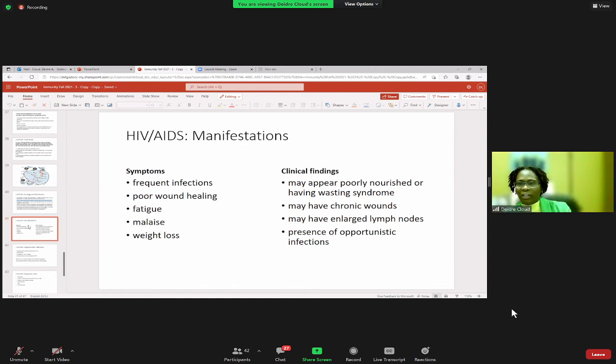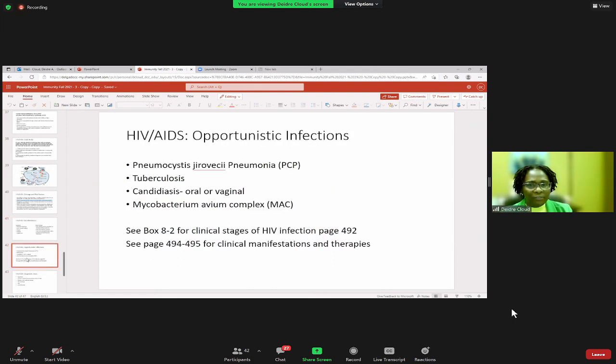So this is not an inclusive list. If you read your book, they'll have the different stages of HIV, and it's a great chart on page 492, and then you'll have the clinical manifestations and therapies on page 494 to 495.